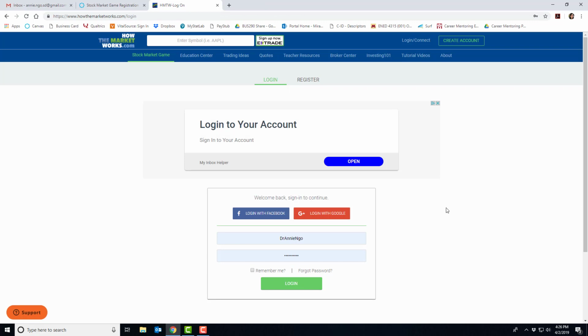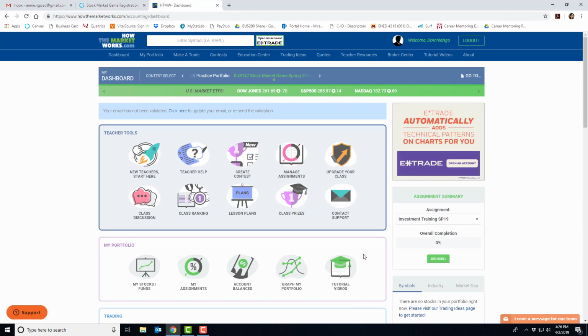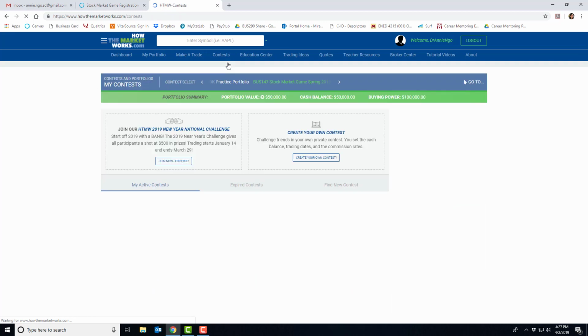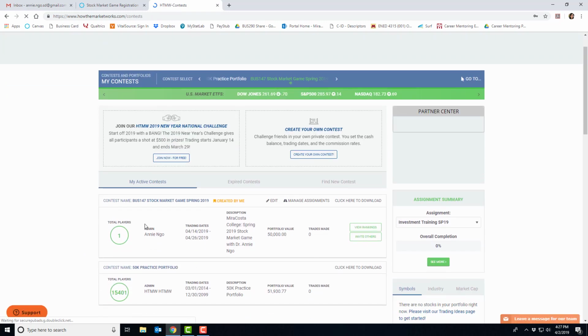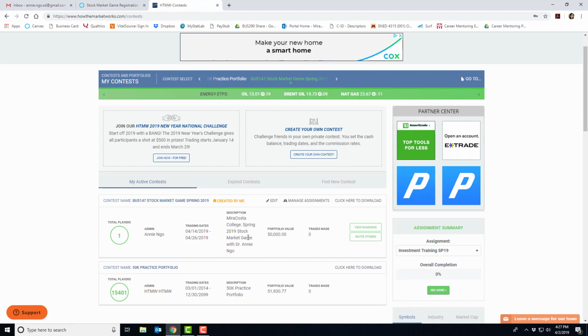So for instance here, after you've registered, when you go back into this page and you log in, I'm going to go ahead and click log in here. I'm going to see the How the Market Works game, and it has lots of information. My screen looks a little bit different than yours because I am a teacher. I would recommend if you go to contests and click on My Contests, you'll see our game right here. So it's the Miracosta College Spring 2019 Stock Market Game with Dr. Annie No. You can see the trading dates. We'll be trading for 2 weeks between April 14th and April 26th.